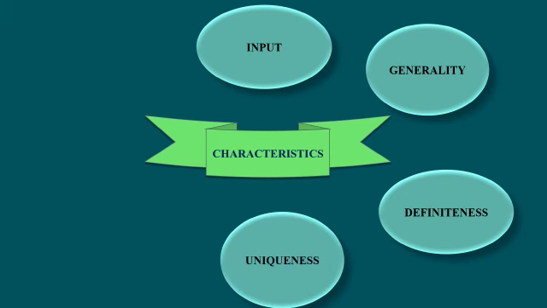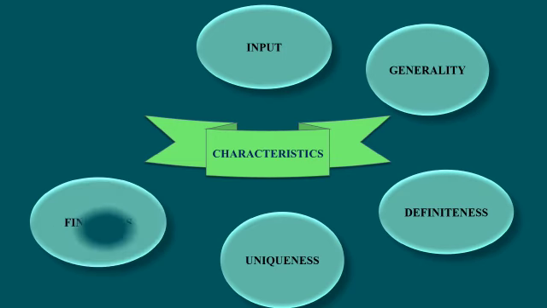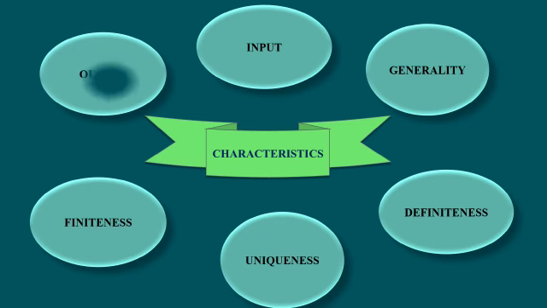Uniqueness. Each step in an algorithm should be uniquely identified and the output of each step should be dependent on the previous step. Finiteness. An algorithm must always terminate after a finite number of steps. Output. After the instructions are executed, the user must get the desired result.